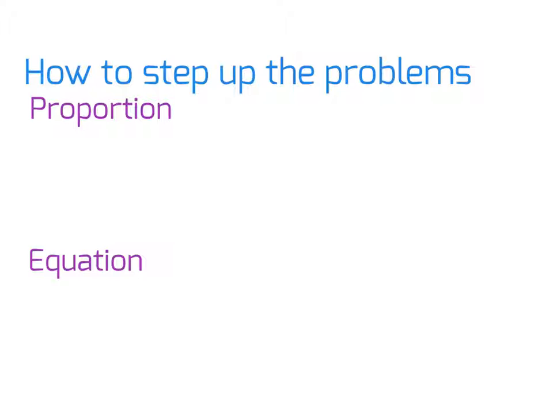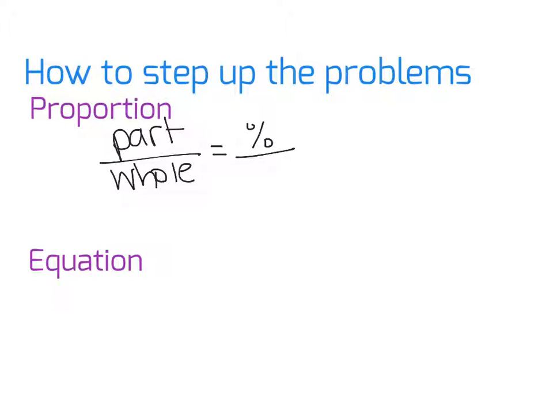So there's two different ways that I'm going to go over on how you can set up the problems for this. One of them is you can set up a proportion and solve a proportion. The other one is you can set up and solve an equation. Remember, a proportion is two equal ratios. The way I think of this proportion is it's the part over the whole, and that's equal to your percent. And remember, a percent is always out of 100, so a percent out of 100.